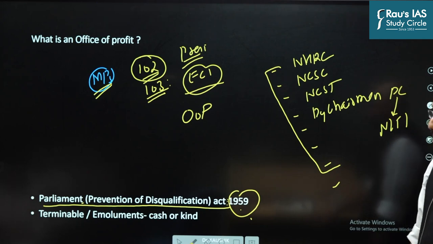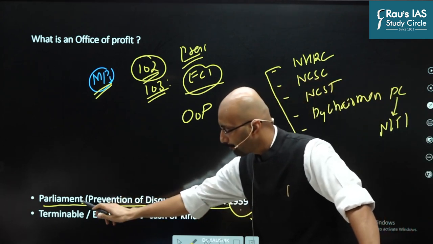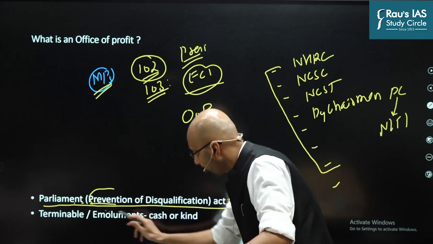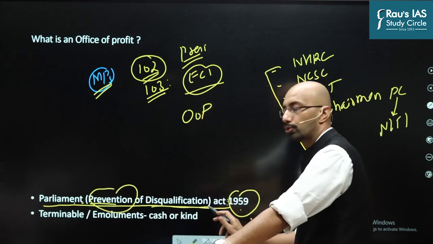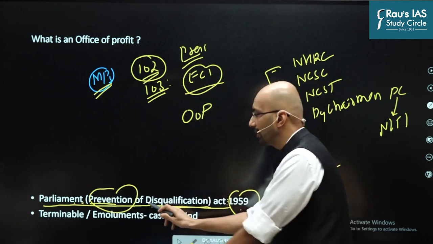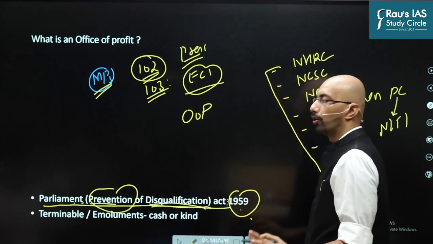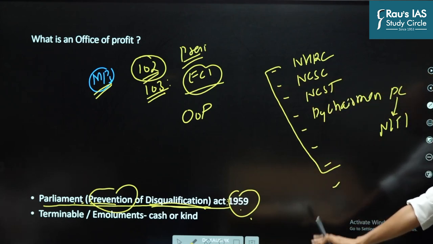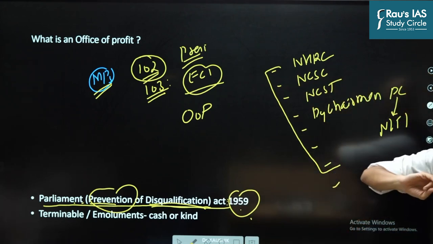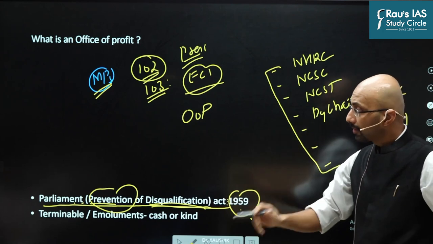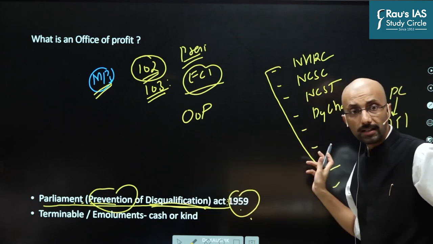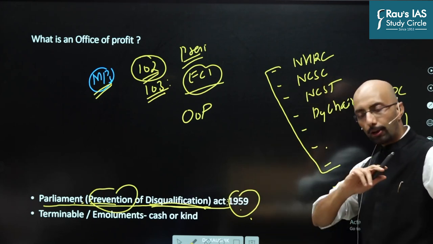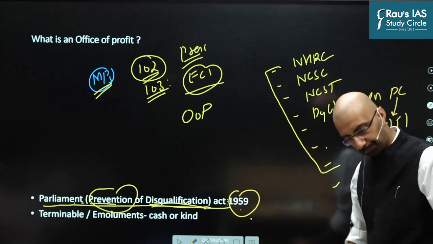So that list of offices we have in which law? In this law called Parliament Prevention of Disqualification Act, as the name itself tells you, prevention of disqualification. So this law aims to prevent disqualification of some MPs on the ground of holding these offices, which are offices of profit. So remember, this exception is only for the MPs, not for the President. The President and Vice President cannot hold any office of profit, right?